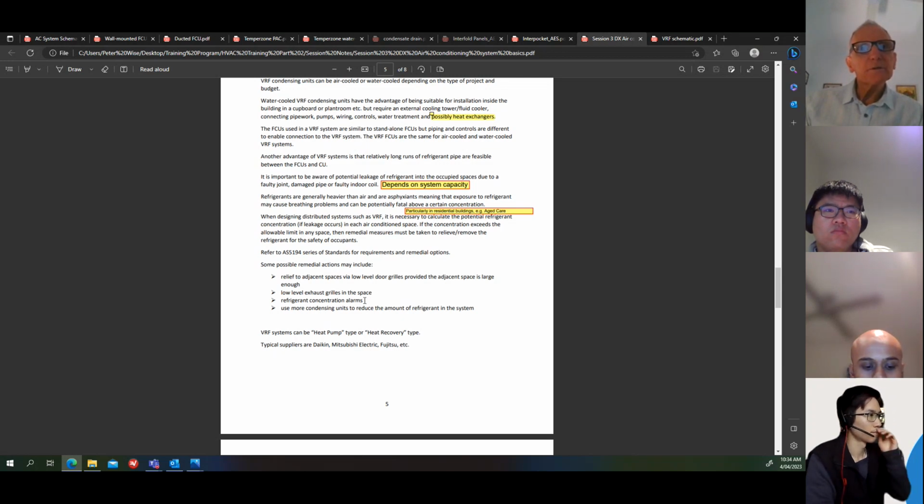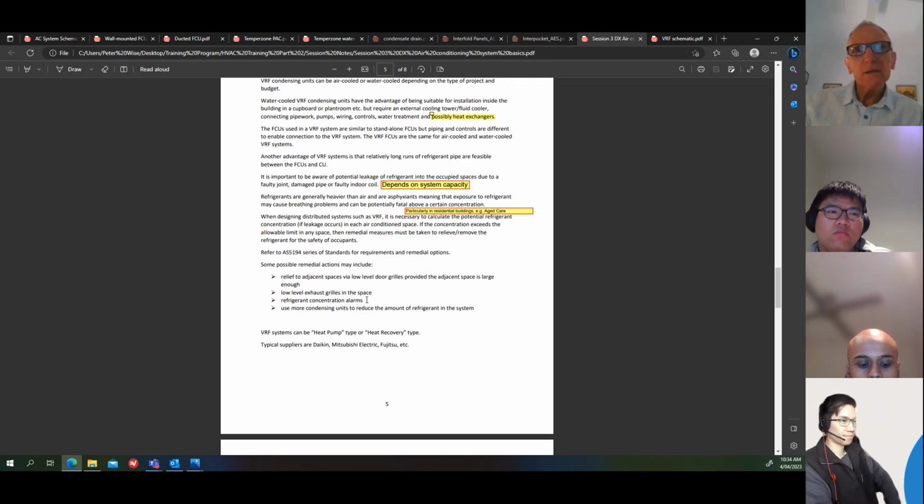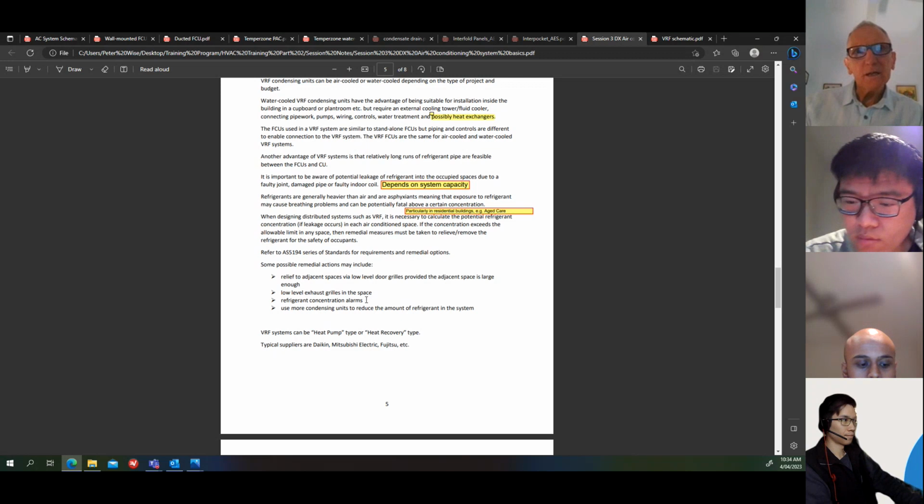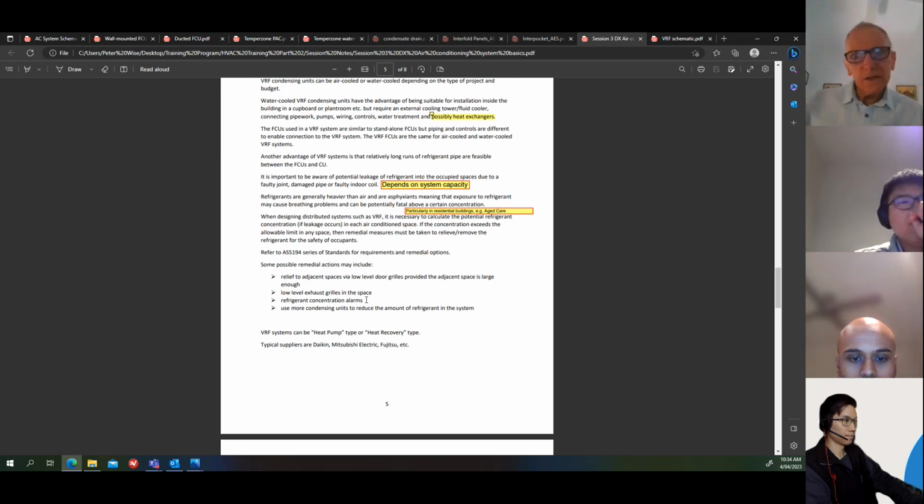You can have refrigerant concentration alarms. Now, I have done this, but mostly in a more industrial project where they had a distributed system, VRF system, and they just said, just put alarms in. But they're expensive. If the concentration is a bit high, the alarm goes off and people know that they have to evacuate the space if that happens.